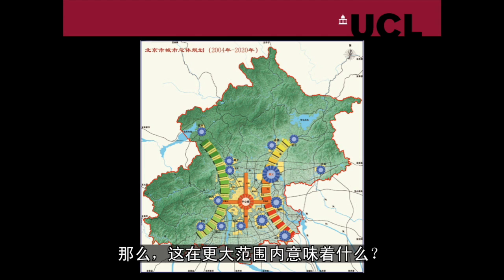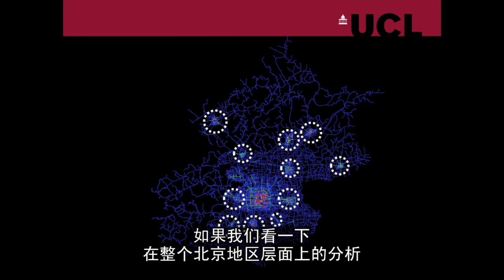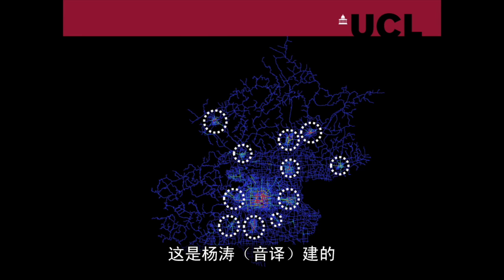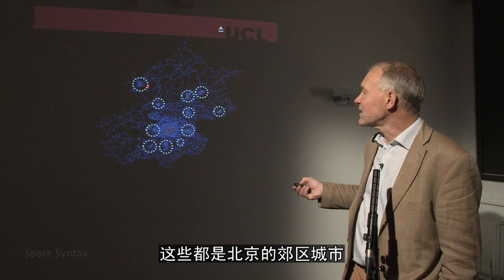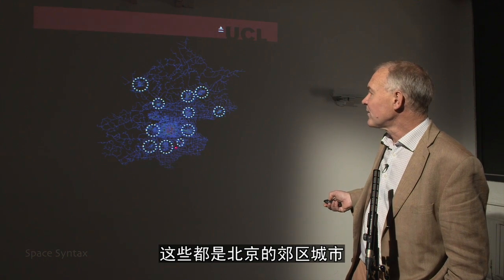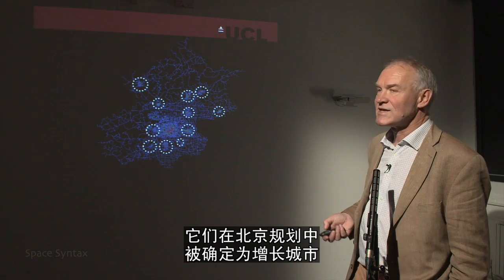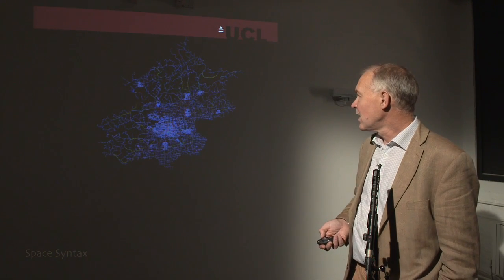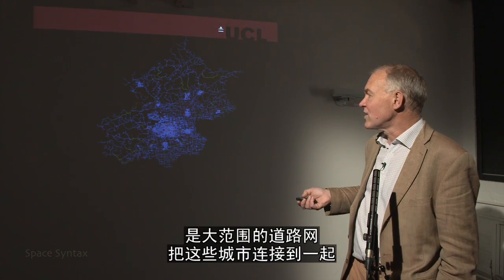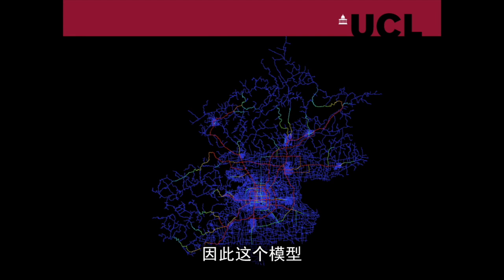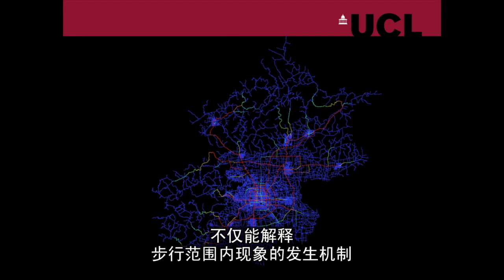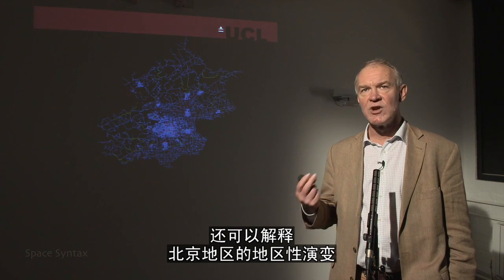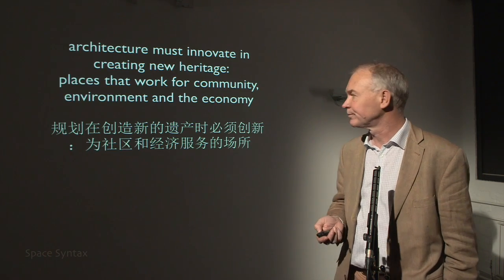Now, what does this mean at the larger scale? Well, if we look at Beijing and its analysis at the level of the whole province, this is a model due to Taoyang of the whole of the Beijing province. Each of these areas here are the outlying provincial cities of Beijing, and they are areas which are all destined for growth in the Beijing plan. But what you see is that the larger scale road network is what holds them all together. And so we have here a model which is not only able to explain how things happen at that local pedestrian scale, but can also begin to explain the regional evolution of the Beijing region.